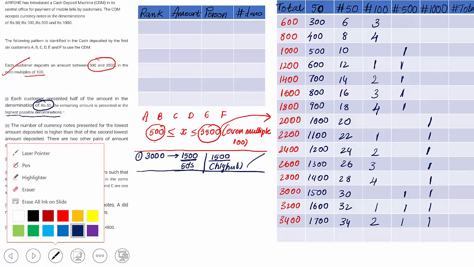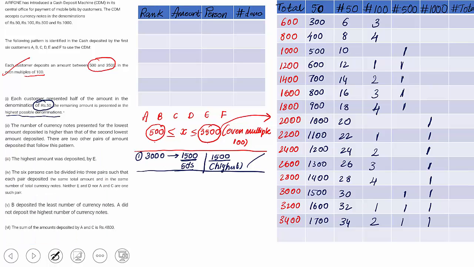Let me change the color back to black. Now let me count the total denominations we have here. It's 9 because 6 plus 3 is 9, and 8 plus 4 is 12, and 10 plus 1 is 11, 12 plus 1 plus 1 is 13. Sorry, it's not 13, it's 14. Let me erase this. Now let me change the pen. Okay, so it's 12, 13, 14. It's 14 and 14, 16. It is 17, 16, 19. This is 20. This is 23. This is 21.